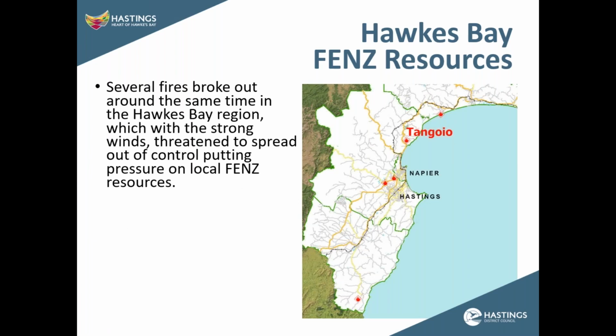Several fires broke out around the same time on the 6th of January in the Hawke's Bay region, from Mohaka in the north down to Porangahau in the south. These fires, with the strong winds, threatened to spread out of control, putting pressure on local FENZ resources. In addition to this, there were a few medical and motor vehicle related emergencies for firefighters to contend with throughout the same day.